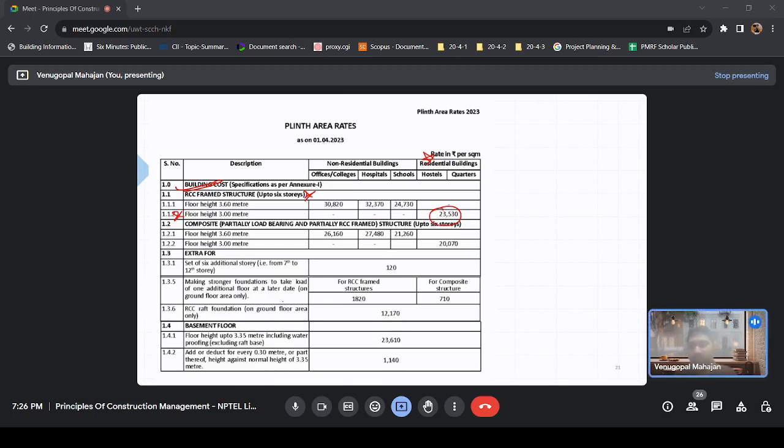Now coming to the next part, we don't need to go into extras. Basement floor, let's say we are providing a basement floor with the same height. So let's calculate the cost for the first part. This is again going to be the fastest finger first round. I'll give you the values.